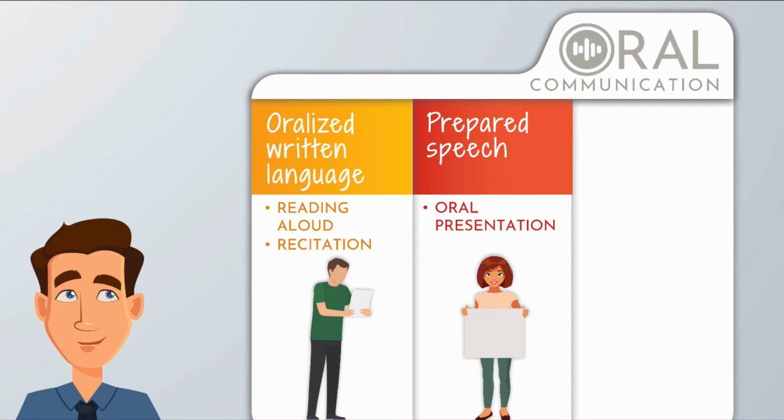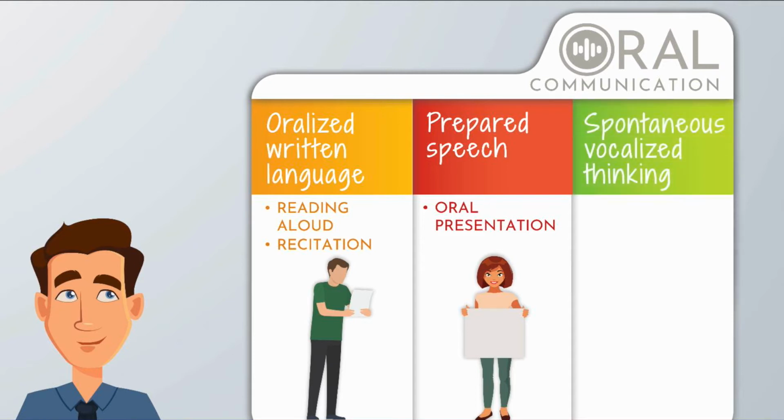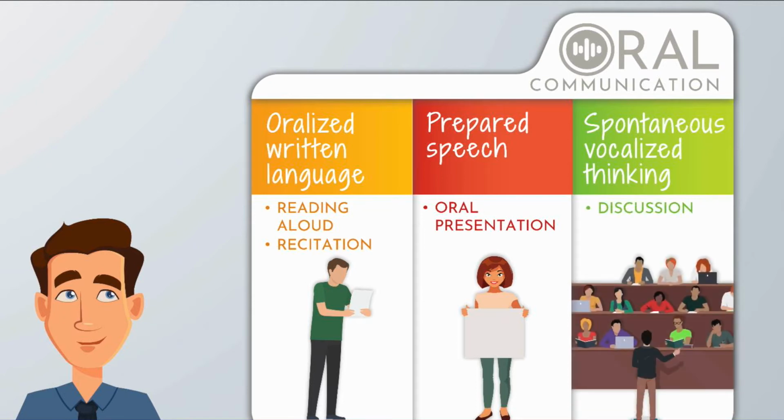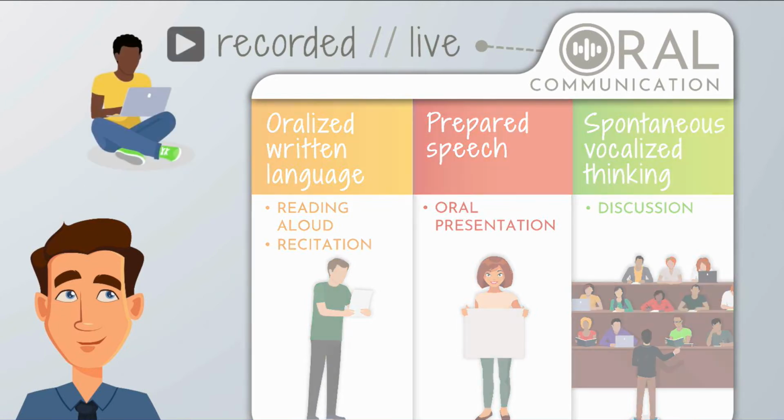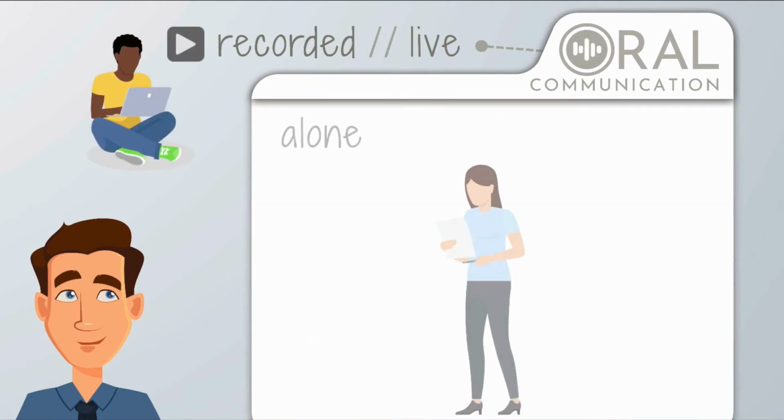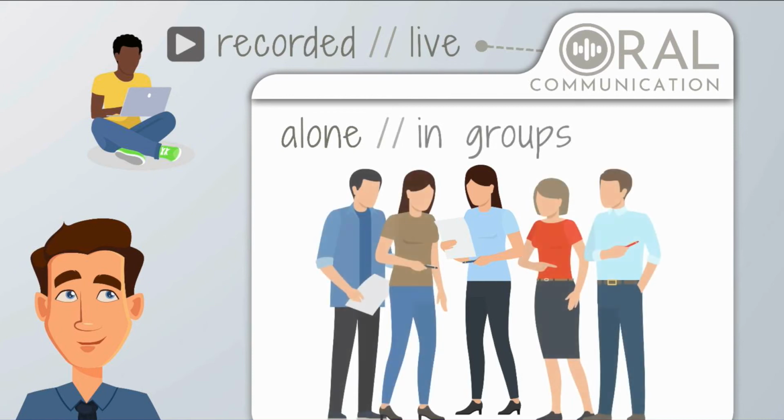Oral communication can also take the form of spontaneous vocalized thinking, also called spontaneous oral communication. This is the case, for example, when students discuss together following a question asked by the teacher. Other characteristics of oral communication include the fact that it can be live or recorded. Oral communication can also be practiced alone or done in groups.